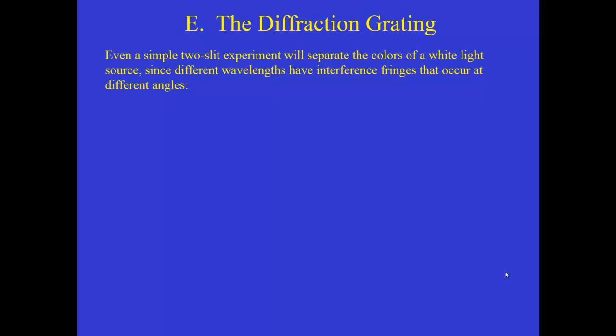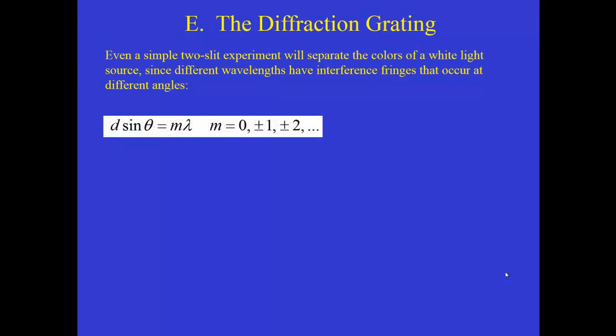For historical reasons, we call this the diffraction grating. We could just as easily call it an interference grating because the understanding of it is really based on what we find out from the two-slit experiment. So even for a simple two-slit experiment, if we have a white light source, the pattern that's produced on a screen will separate the colors of a white light source.